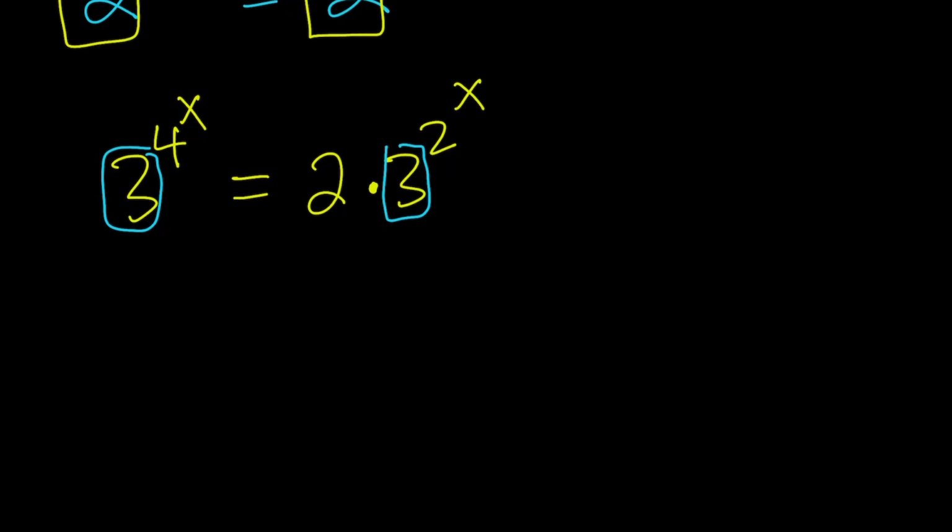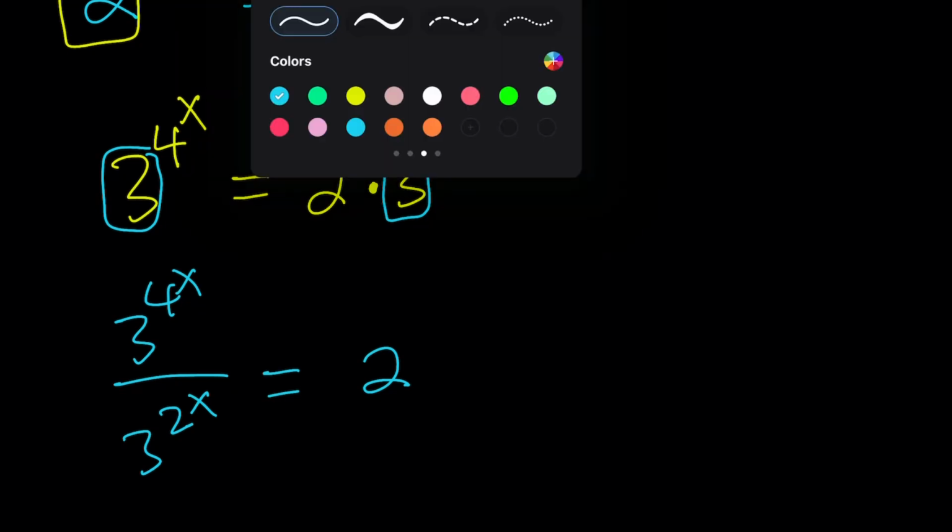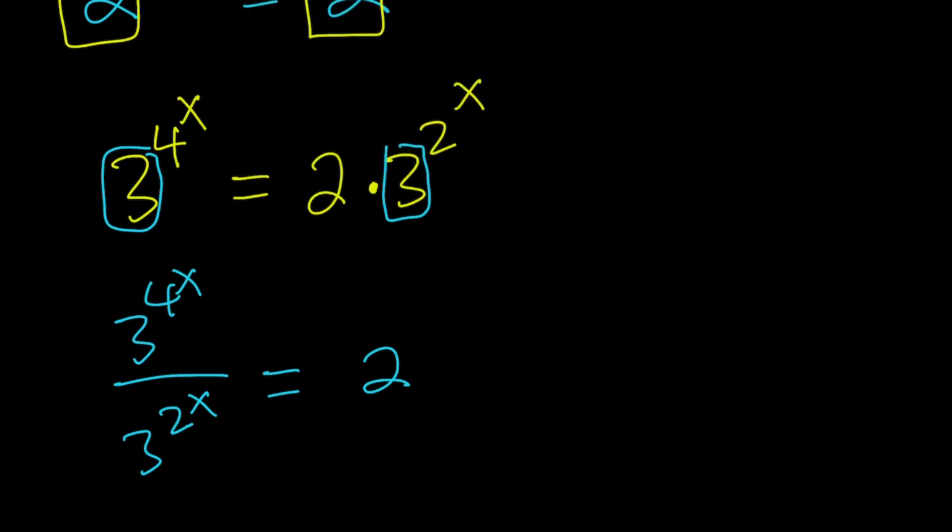So now we can divide both sides by 3 to the power 2 to the power x, and that would give us a 2 on the right-hand side. And now we are dividing two powers with the same base. So what does that mean? It means we can subtract the exponents. Remember the property of powers or exponents? If you divide a to the x by a to the y, you get a to the power x minus y. So if you divide two powers with the same base, you subtract the exponents.